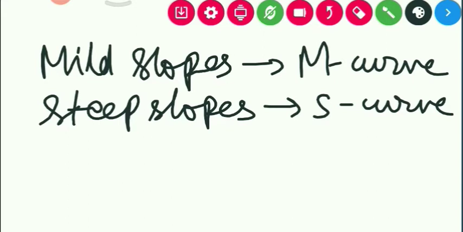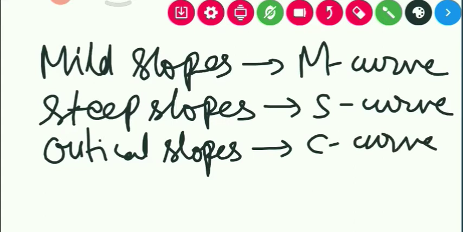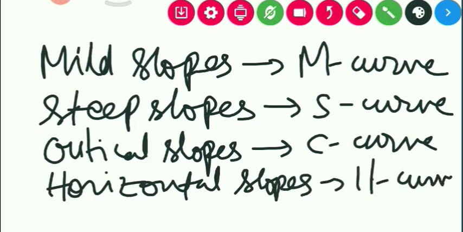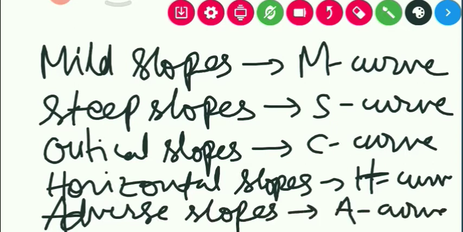Okay, similarly, if we draw the water surface profile for critical slopes, then it is called C curve. For horizontal slope, it is called H curve, and for adverse slope, it is called A curve.